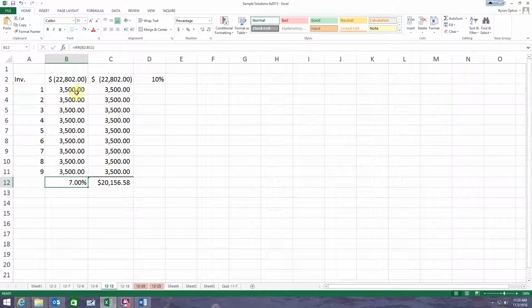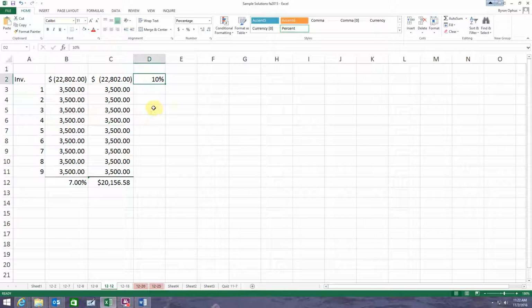But that's our internal rate of return, but our cost of capital is 10%. So we're only going to make 7%, and our cost of capital is 10%. I don't think we want to do that. I wouldn't do that.